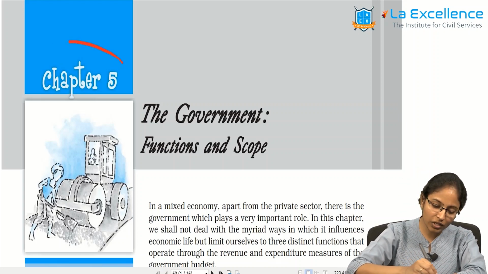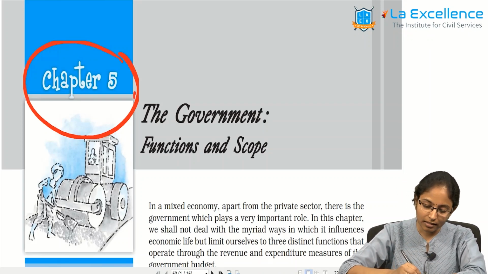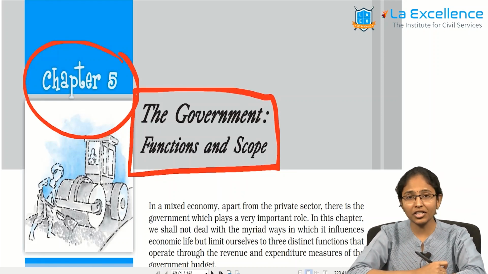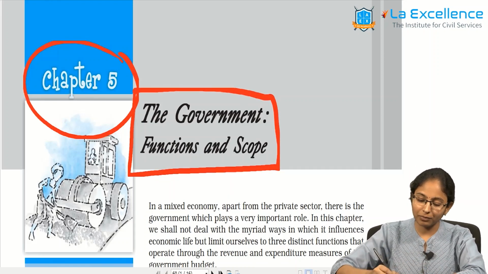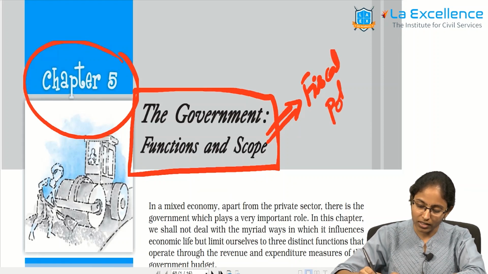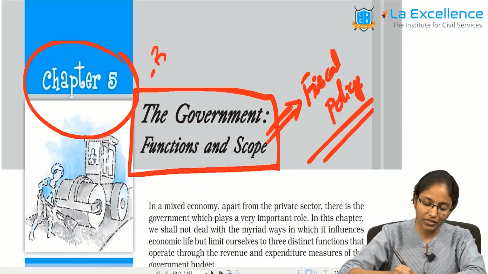In this video, we are going to discuss chapter 5 of 12th class macroeconomics. The 5th chapter is related to government functions and scope. In this chapter, we look at the government's functioning with regard to the economy, with regard to fiscal policy. With regard to this policy, we are going to discuss issues relating to budget.